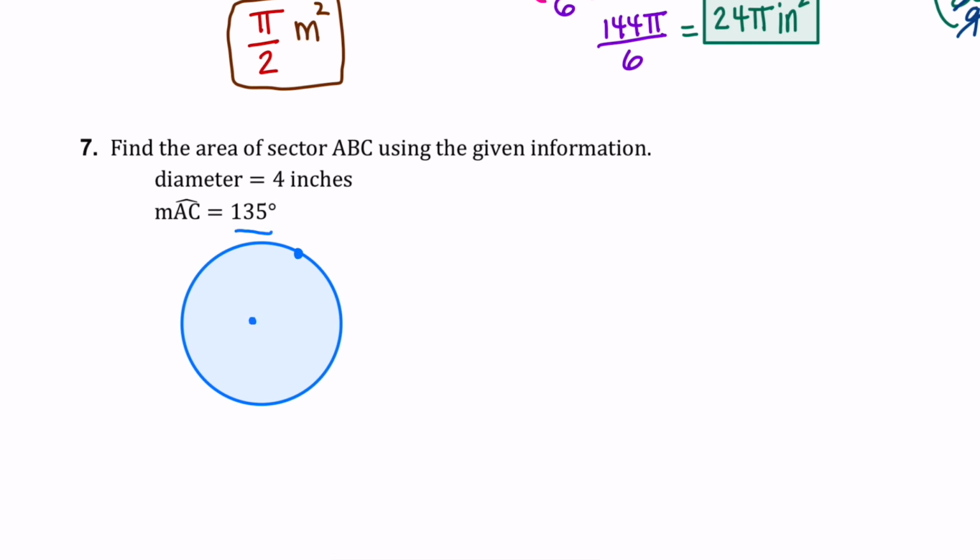Since it's 135 degrees, that's a little less than half the circle. So we'll just kind of estimate. It doesn't have to be perfect. We're just going to put 135 degrees. I'm going to start with A.